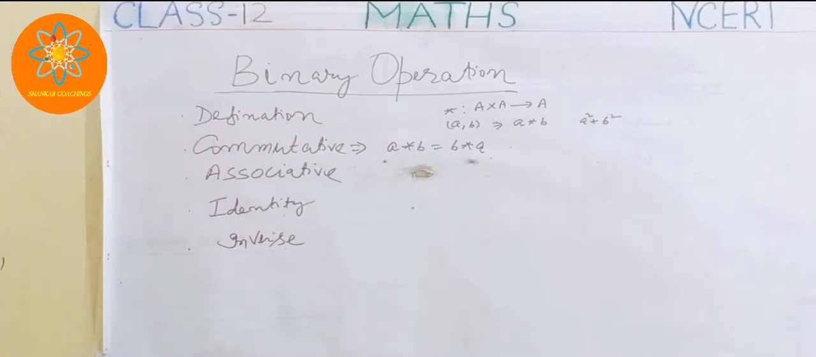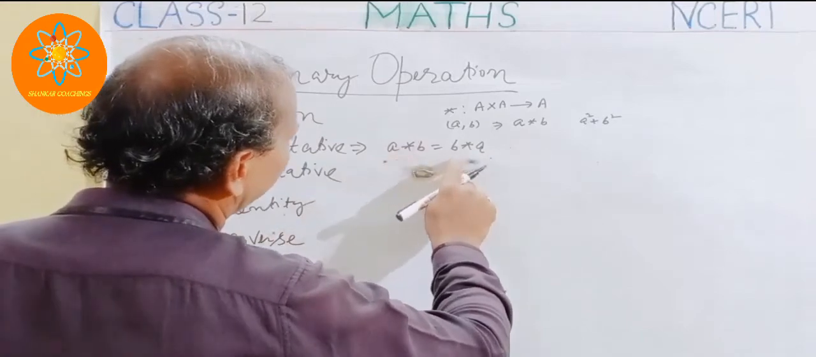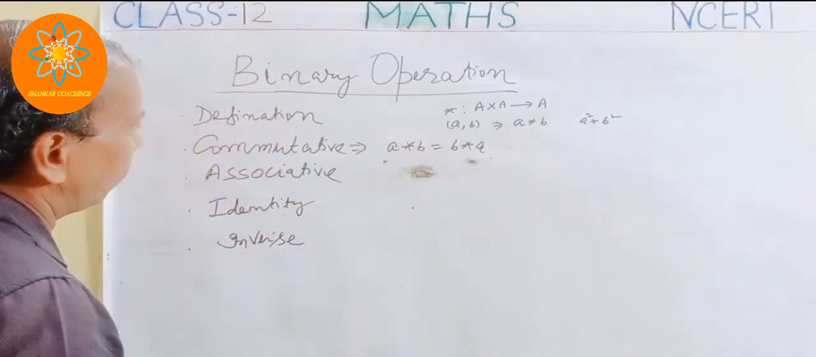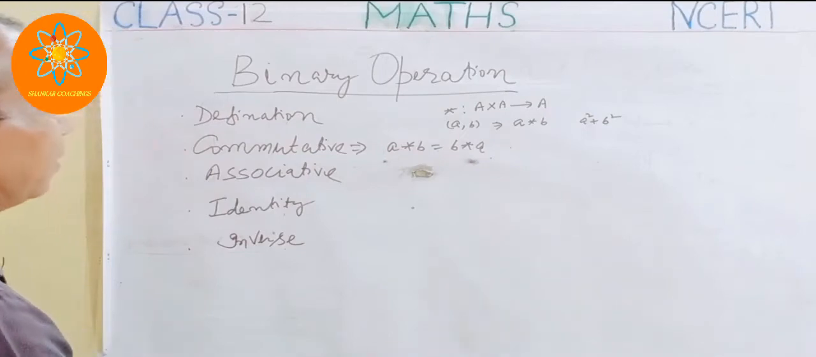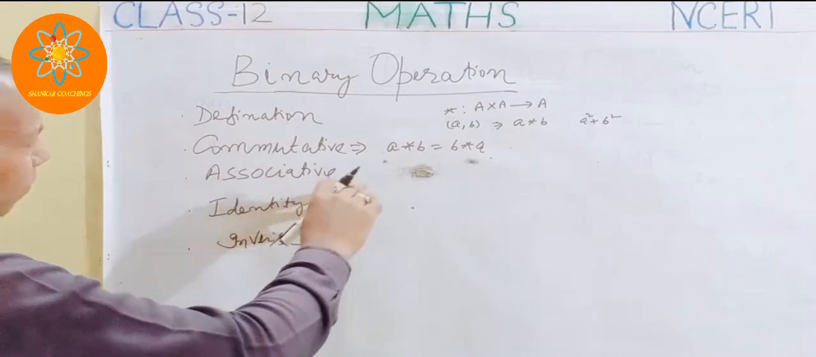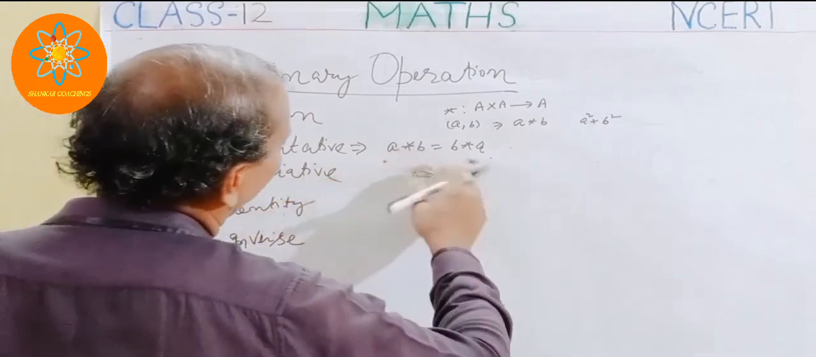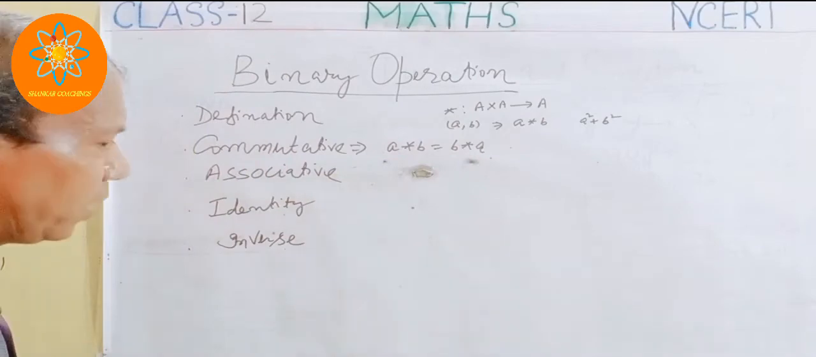Let's suppose I am taking 2 and 3 and plus. So what will happen here? 2 plus 3 is 5, and again 3 plus 2 is also 5. So this is the commutative property. Suppose I am taking the multiplication case, that is also true for commutative. 3 into 2 is 6, and 2 into 3 is also 6.